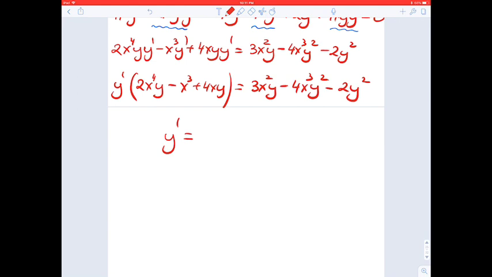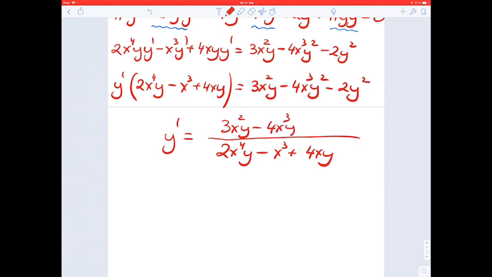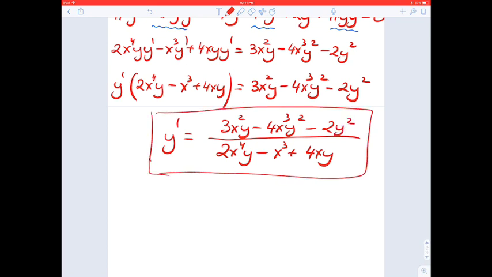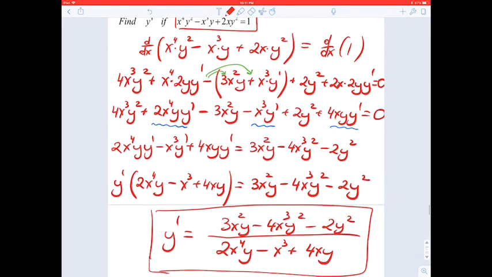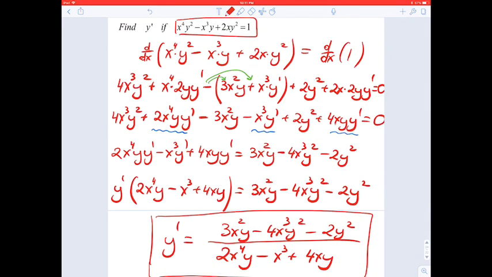Now I will divide both sides of the equation by 2x to the power of 4y minus x cubed plus 4xy, and I will copy my right hand side of the equation. And this looks like the final answer. This problem is excellent for the practice problem, for the homework assignment, not really the exam type question. But still, we have to be confident with the implicit differentiation. Make sure that you know each step.